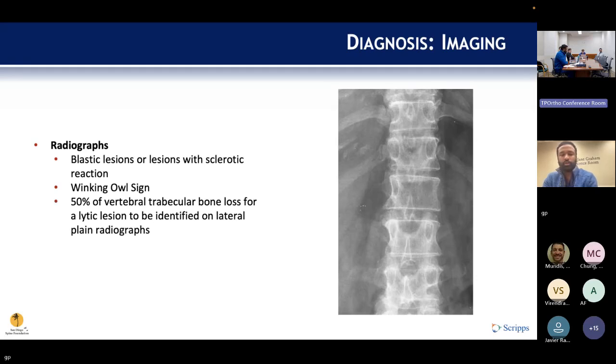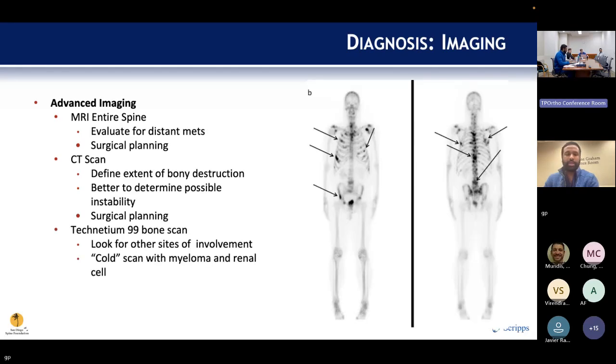And importantly, to visualize or fully appreciate a lytic lesion, there has to be at least 50% trabecular bone loss for it to be visible on a plain lateral radiograph. Nowadays, we rely mostly on advanced imaging to look for metastasis of the spine. If cancer or metastasis is suspected, then typically an MRI of the entire spine is done to evaluate for distant mets, and they can also be helpful for surgical planning.